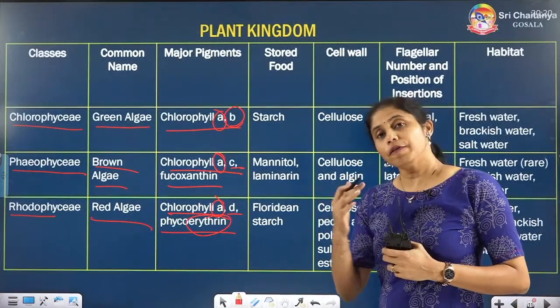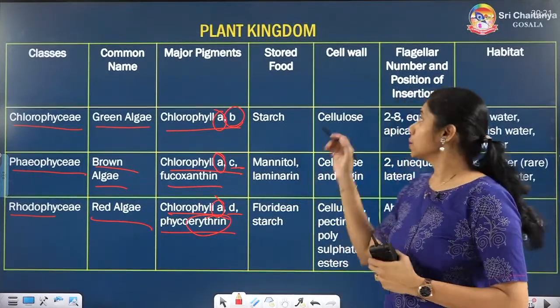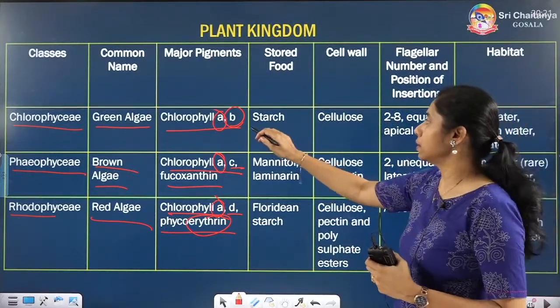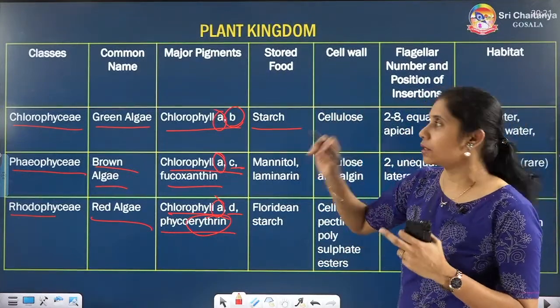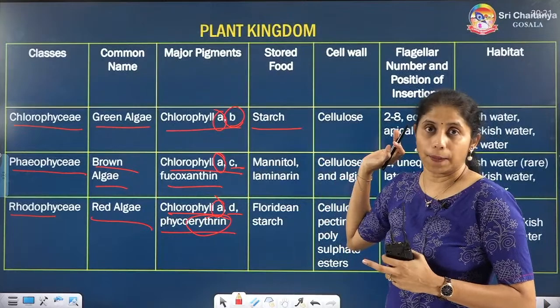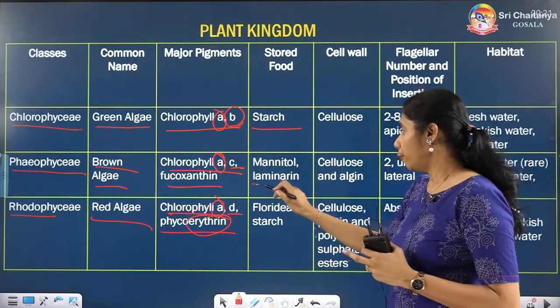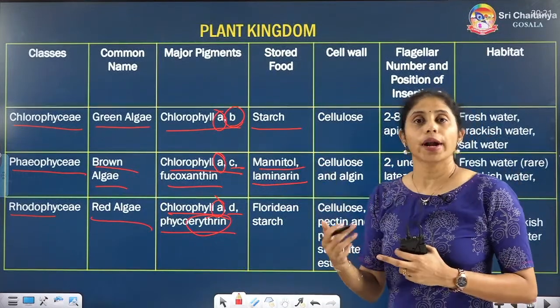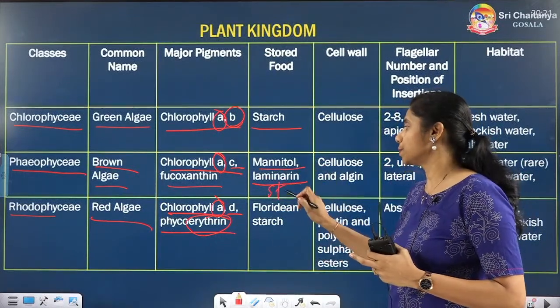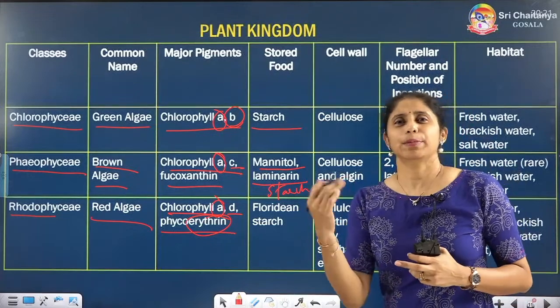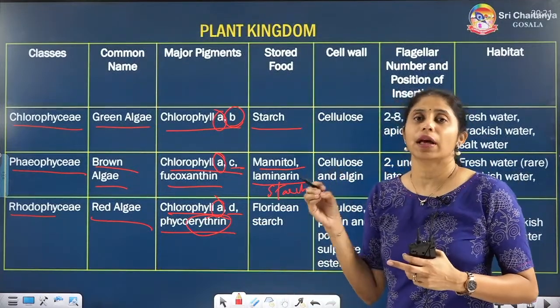There only I told you different forms of starch are there. So here the stored food will be just starch or general starch in case of chlorophyce, green algae. But in case of phaeophyce, brown algae, the food material will be stored as laminarin starch. It is a type of starch. The name of the starch is laminarin starch.